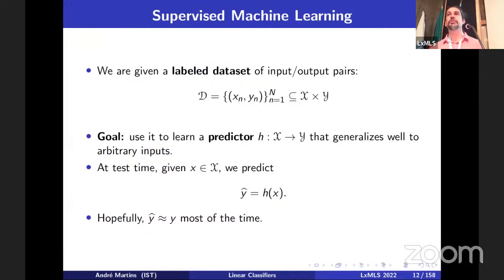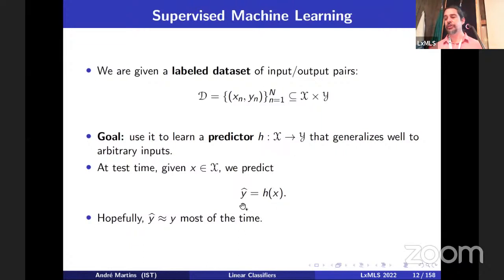So what we want to do is to use this training set to learn a predictor. A predictor is just a function h, which goes from the input space X to the output space Y. And we want this predictor to generalize well to arbitrary inputs, including inputs that we never saw before. So at test time, if you're given a new example x, a new input, you want to predict y by applying this function h.